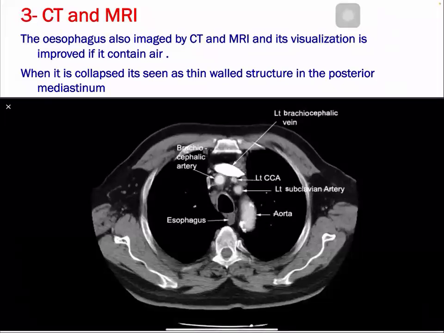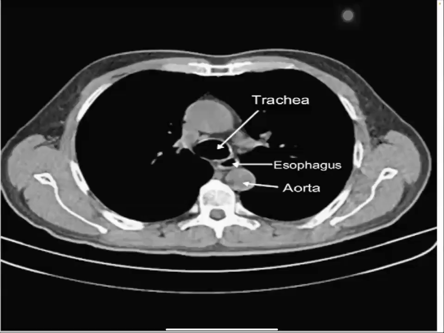The third investigation is CT and MR. The esophagus is also imaged by CT and MRI, and its visualization is improved if it contains air. When it is collapsed, it's seen as a thin-walled structure in the posterior mediastinum. Here, this is the esophagus when it is collapsed, without air, seen as a thin-walled structure in the posterior mediastinum, posterior to the trachea. Here, where the esophagus contains air, it lies anterior to the aorta and posterior to the trachea.